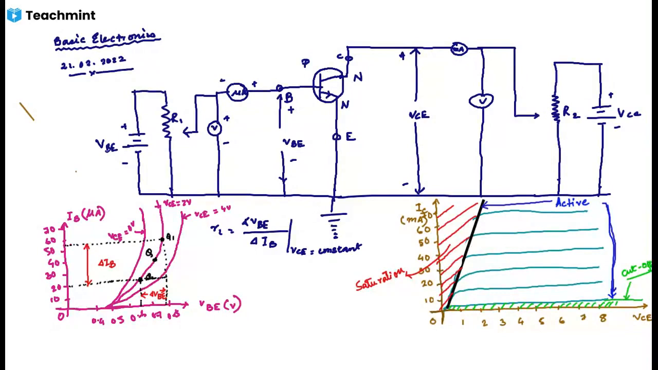Next observation is that output characteristics may be used to find the dynamic output resistance at any given point, which is represented by R0 equals delta VCE by delta IC, at what constant? At IB equals constant.